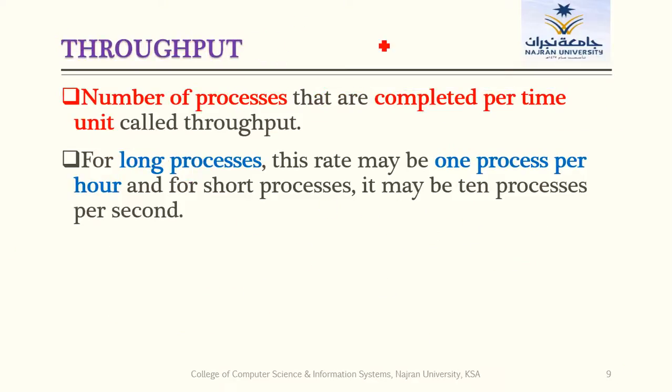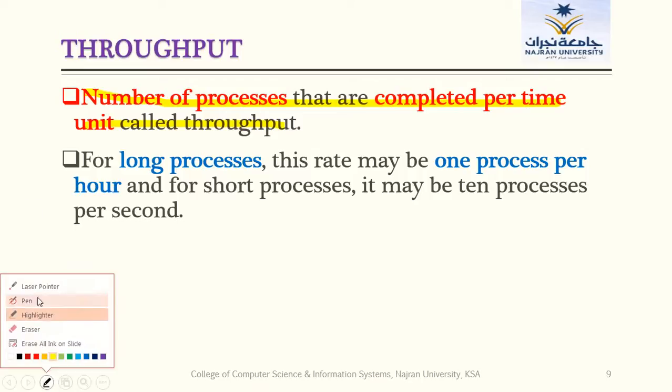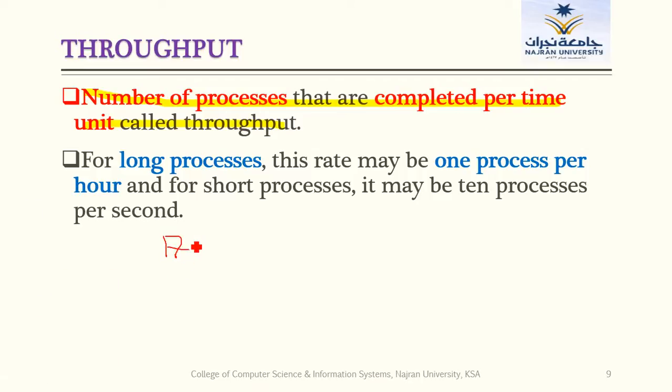Then throughput. What is the meaning of throughput? Throughput is the number of processes that are completed per time unit. That is, which algorithm is completing how many processes in unit time. This time can be, suppose, 10 milliseconds, 1 second, 10 minutes, 1 day, 10 days. So we have to define one unit time, and then we will see which algorithm is completing how many processes. Again, if I give you an example, which algorithm will you select? Suppose this is algorithm 1, algorithm 2, algorithm 3. Algorithm 1 is completing 7 processes in 10 seconds.